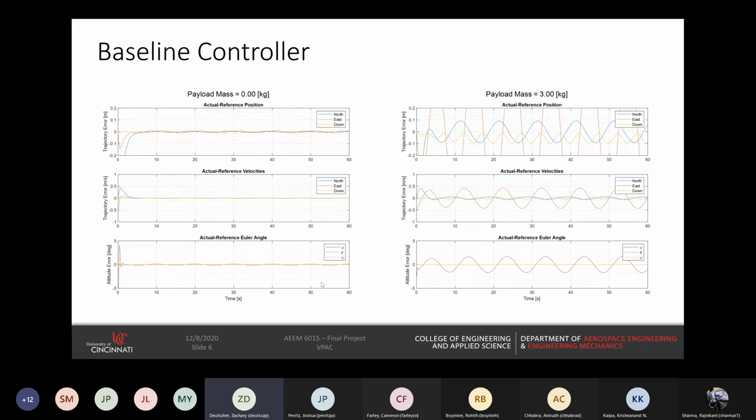And then as soon as we add mass to our system, those errors increase significantly. So the goal of this whole project is to get those errors down. Next slide.